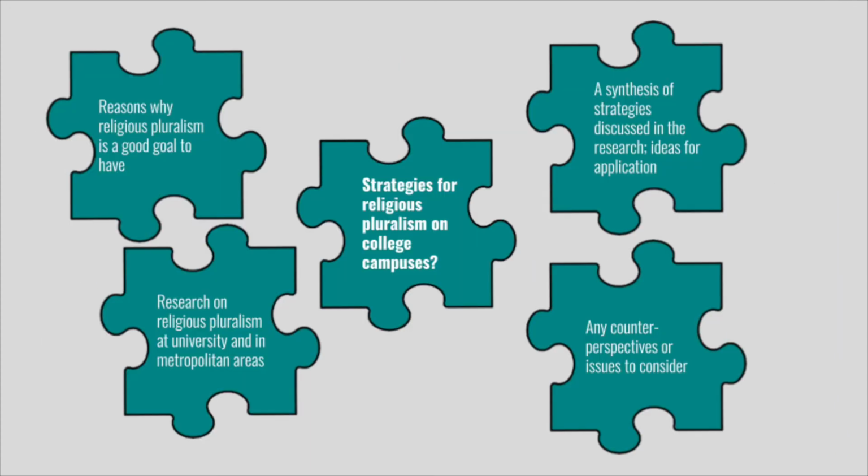A visual example, placing my research question at the center. What are some strategies for religious pluralism on college campuses? There are other pieces of my argument, such as counter perspectives or reasons why religious pluralism is a good goal to have, that I need to find a way to piece together in an order that makes sense. This is where organization comes in key.